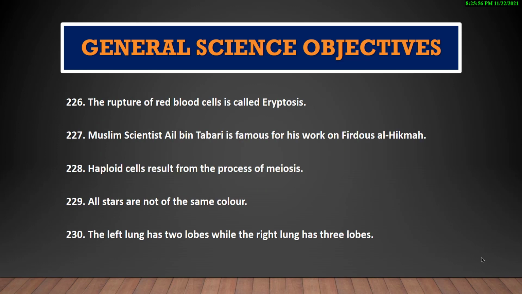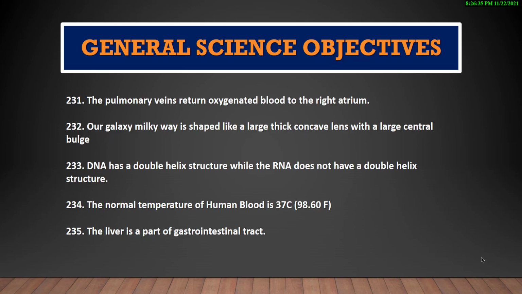The rupture of the red blood cells is called apoptosis. Muslim scientist Al-Bin Tabari is famous for his work on Firdaus al-Hikmah. Haploid cells result from the process of meiosis. All stars are not of the same color. The left lung has 2 lobes while the right lung has 3 lobes. The pulmonary veins return oxygenated blood to the right atrium.